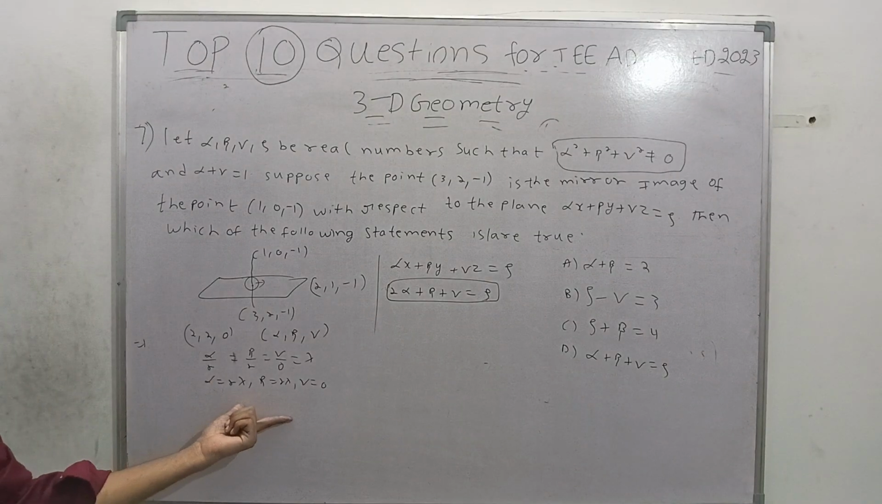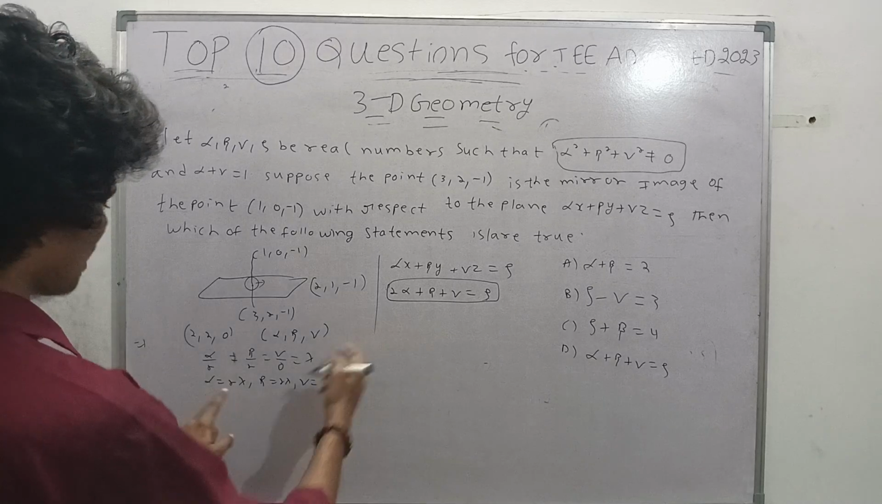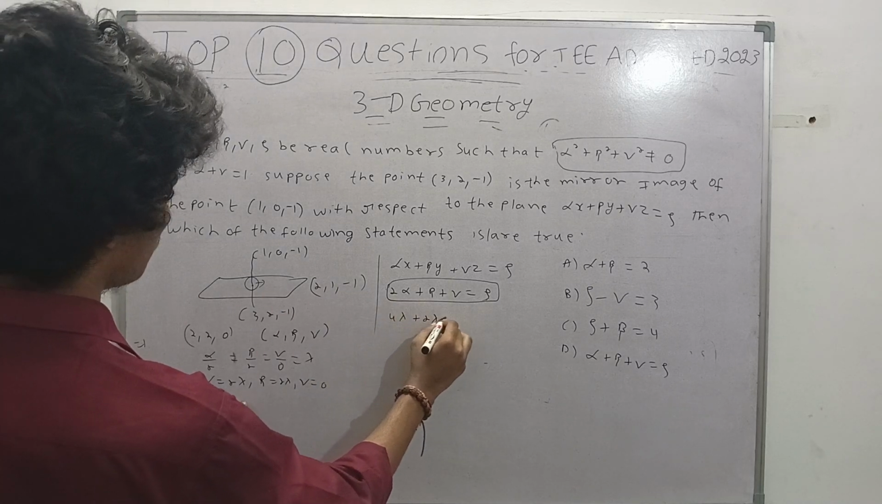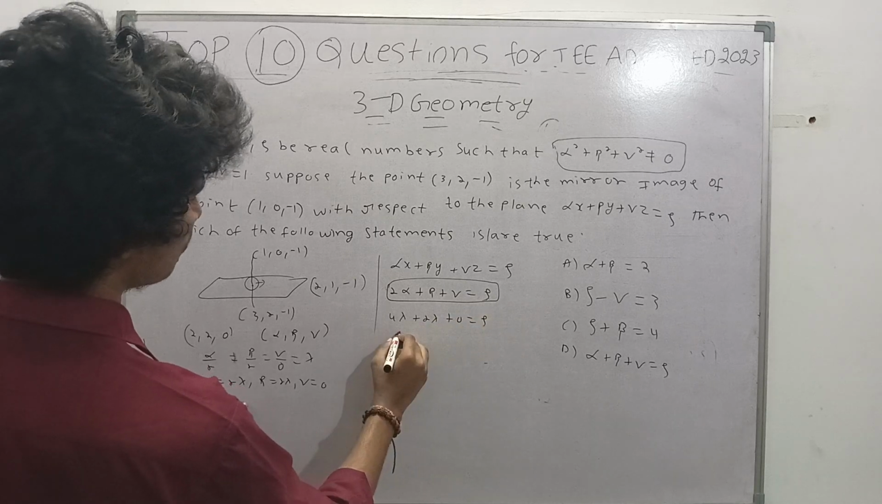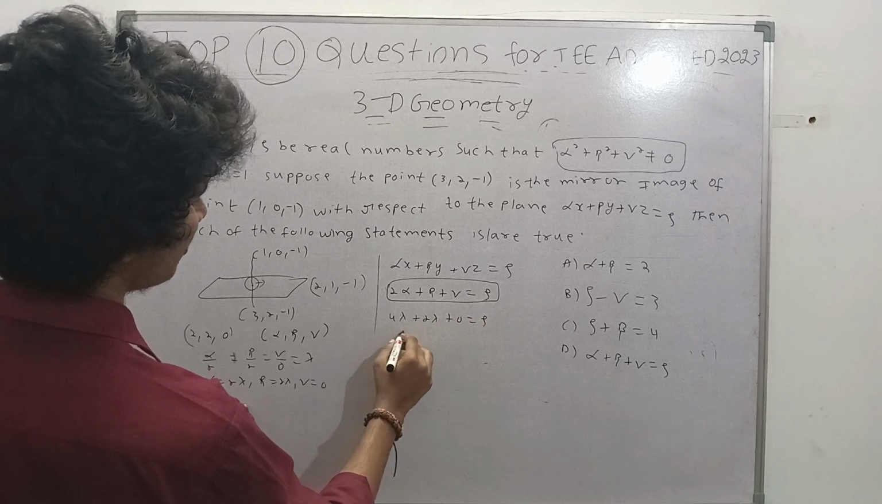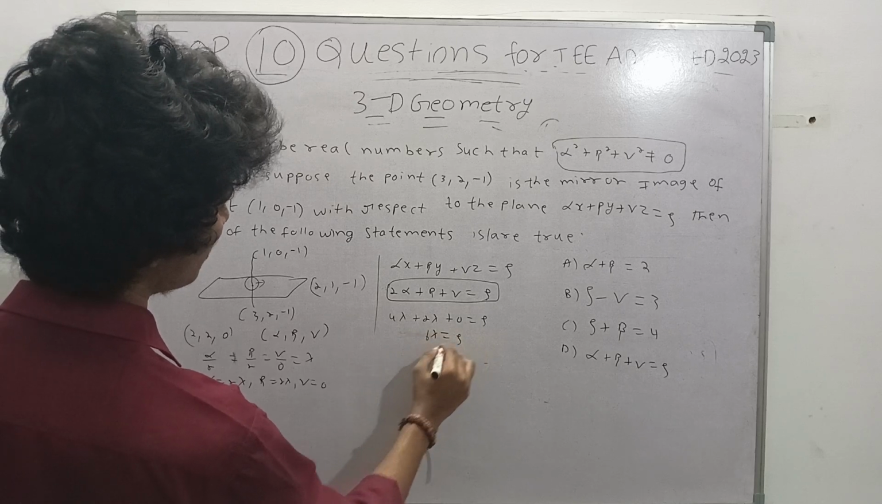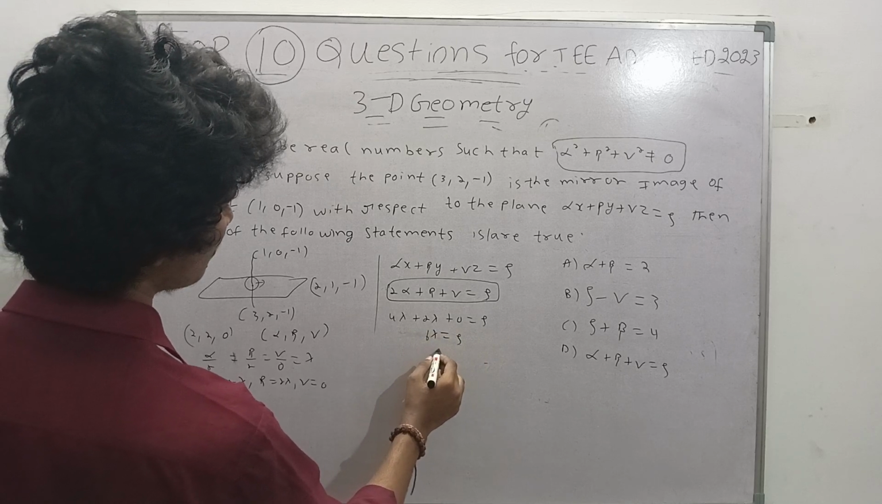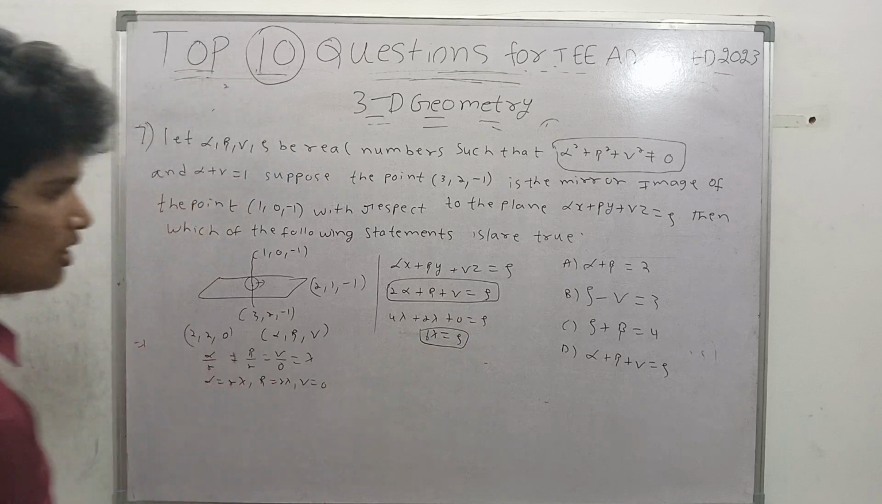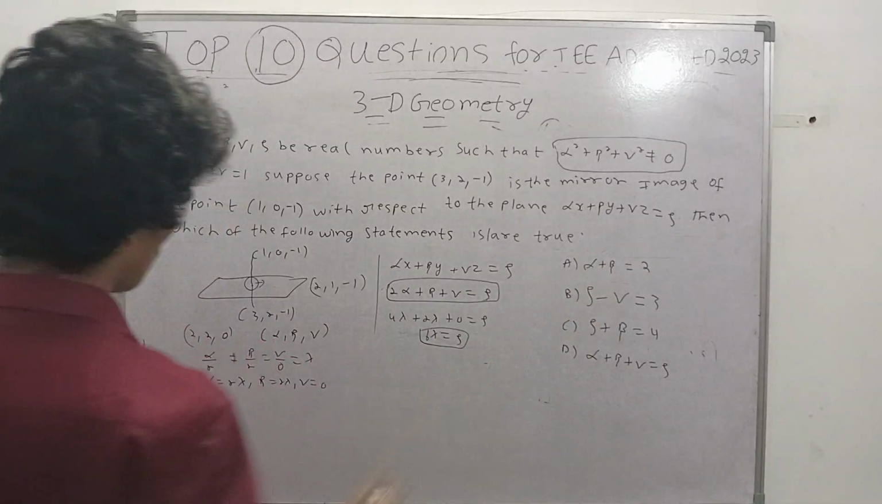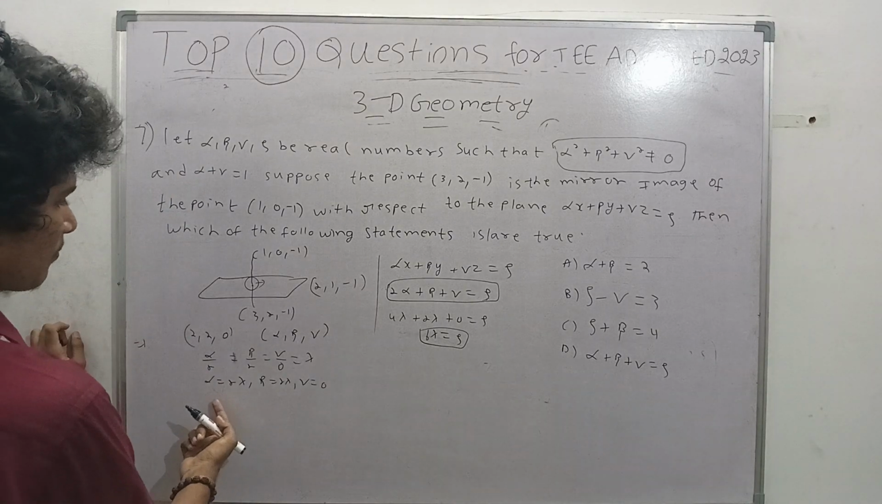These things we got. Now substitute here. Alpha equal to 2 lambda, it will be 4 lambda, plus 2 lambda, plus 0, equal to delta. So 4 lambda plus 2 lambda is 6 lambda, so delta equal to 6 lambda. We got another relation. Now we have to check the options. First, alpha plus beta equal to 2, they say. Alpha plus beta.